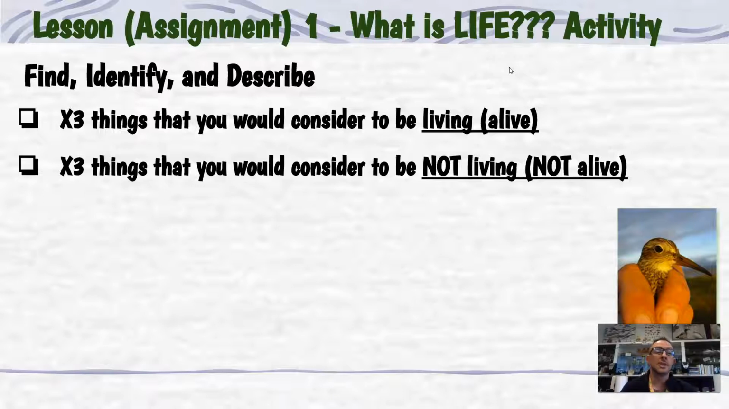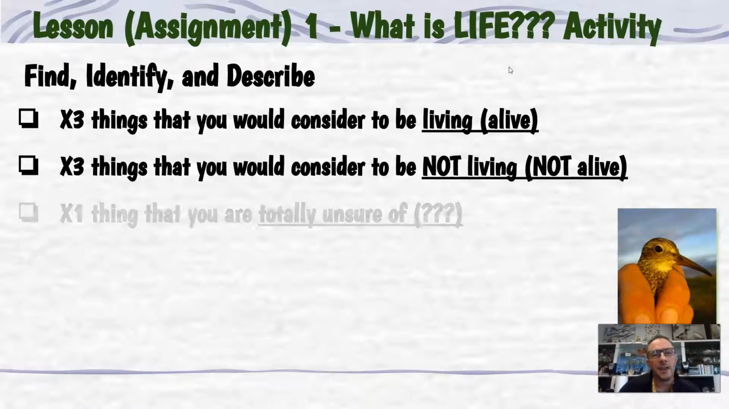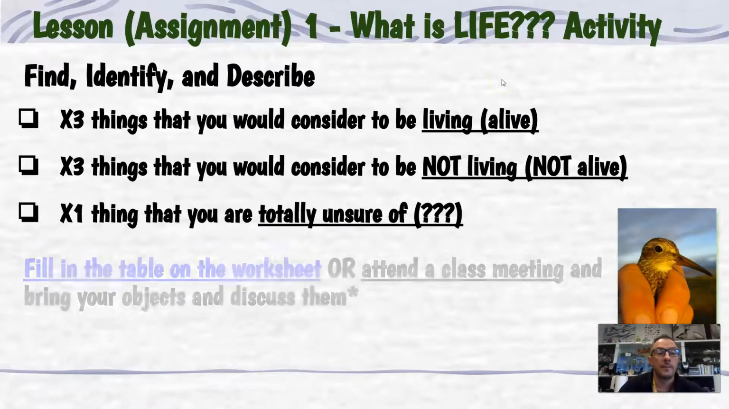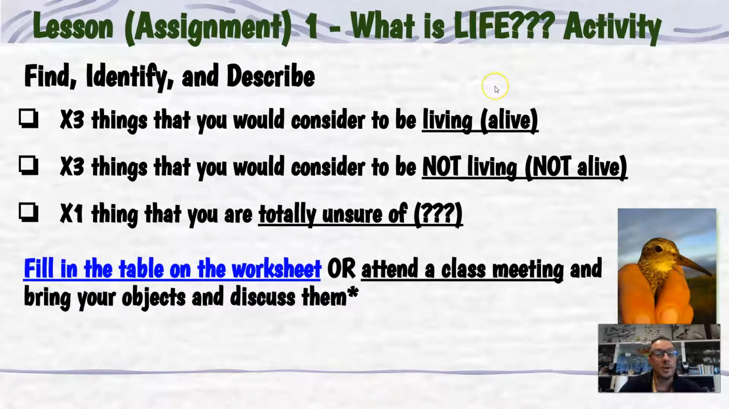So what are 3 different things that are not alive? What are 3 things that are alive, right? 2 distinct categories. And then I want you to find at least one thing that you're unsure of. Is this thing living? Is it not living, right? So bring in that sort of unknown. And where are you going to bring it? Well, you're going to bring it to class or virtual class, however we do it, and bring it to a class meeting and be ready to share a couple of those things, be able to describe in detail why you think it's alive or why you think it's not alive.